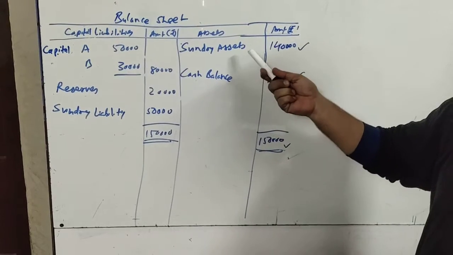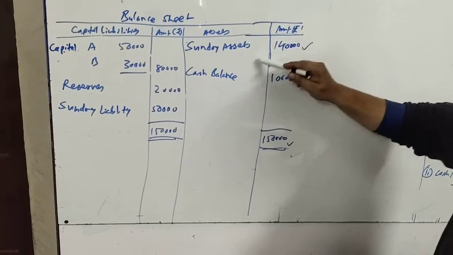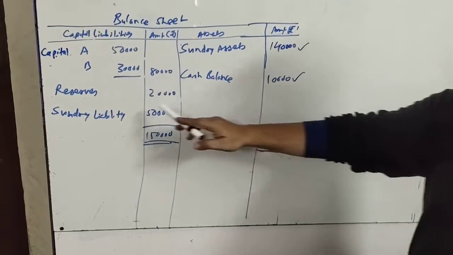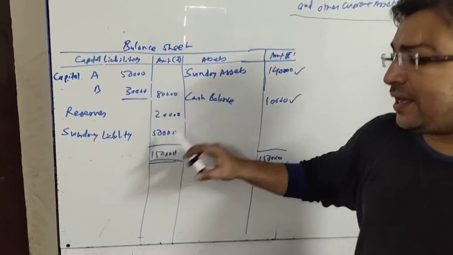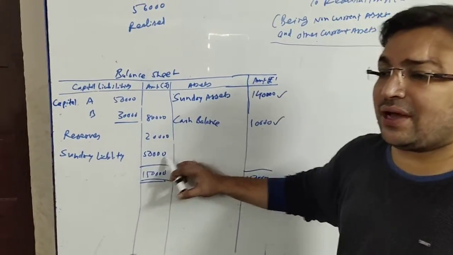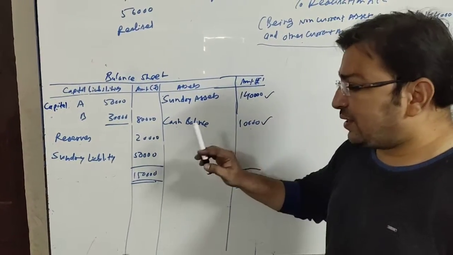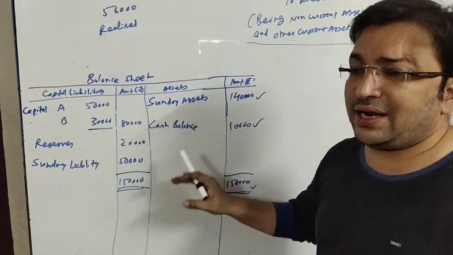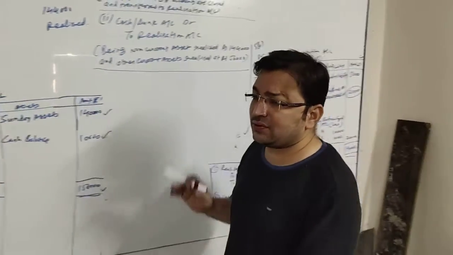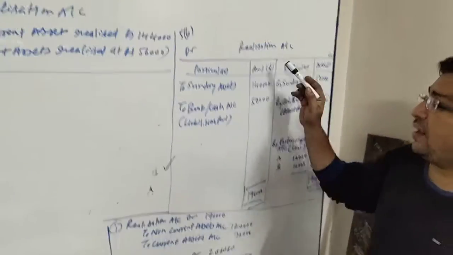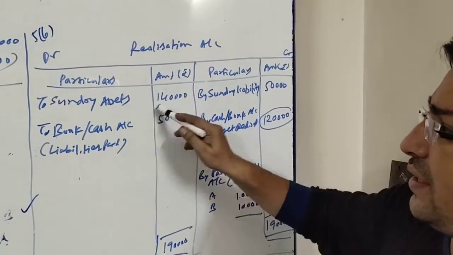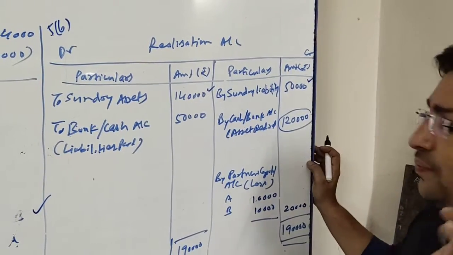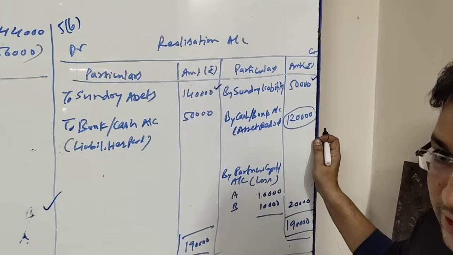The sundry assets we will close and transfer. So for that the entry will be realization account debit to sundry asset account 1,40,000, and for liability the entry will be sundry liabilities account debit to realization account. That means these assets and liabilities will go to the debit and credit side of the realization account respectively. So here it is. Realization account, debit side to sundry asset 1,40,000 and credit side by sundry liability rupees 50,000.